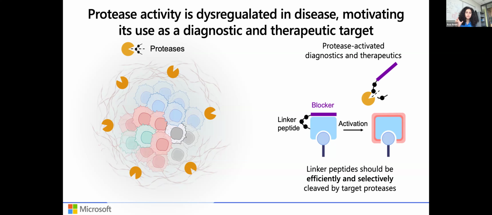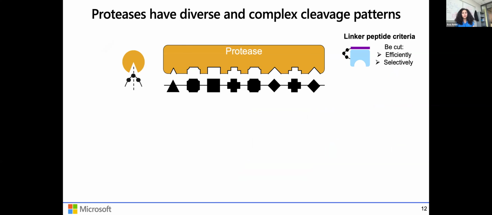And so one fundamental engineering challenge here is to design these actual linkers that can be efficiently and selectively cleaved by the target proteases to optimize the activity of these agents. Now, this gets really challenging really fast, because proteases recognize peptide bonds, that means that their activity can be highly diverse, highly complex, and often very promiscuous.